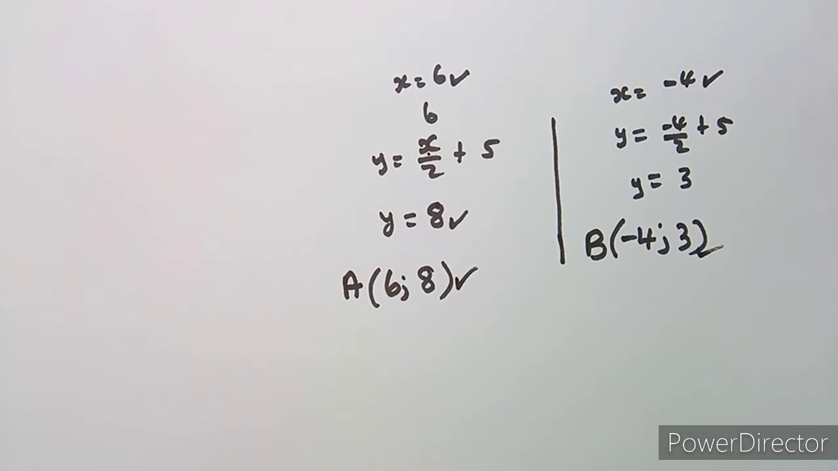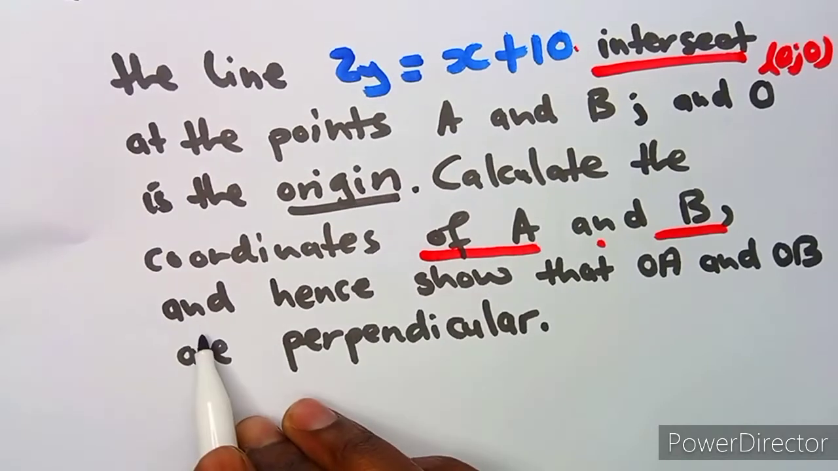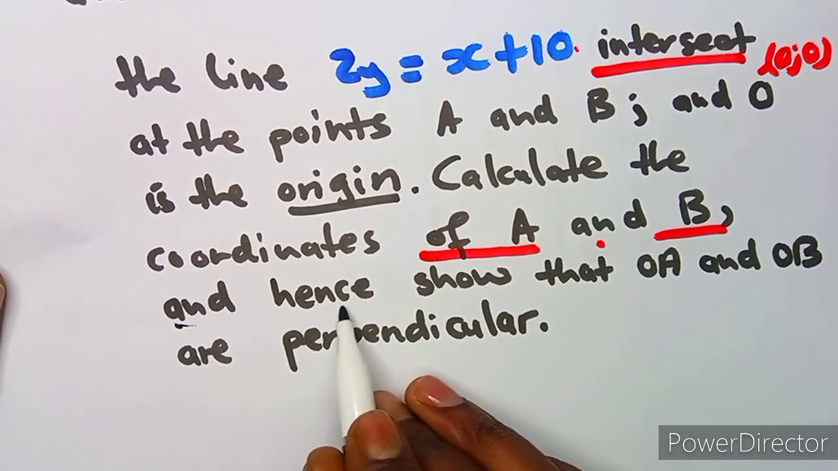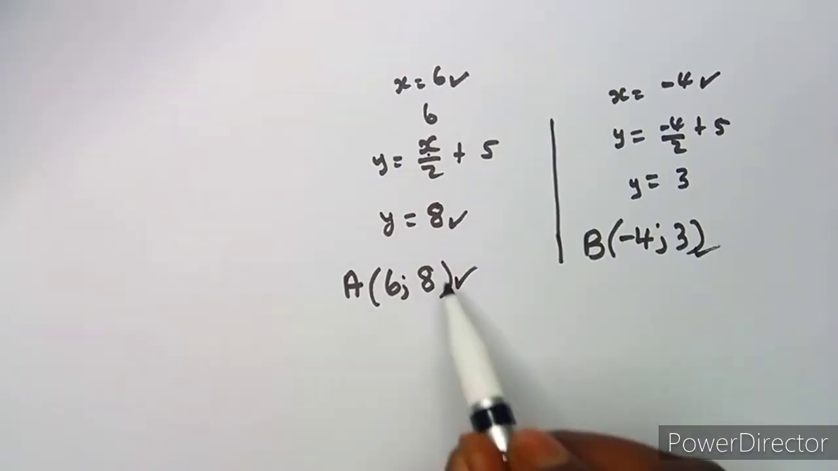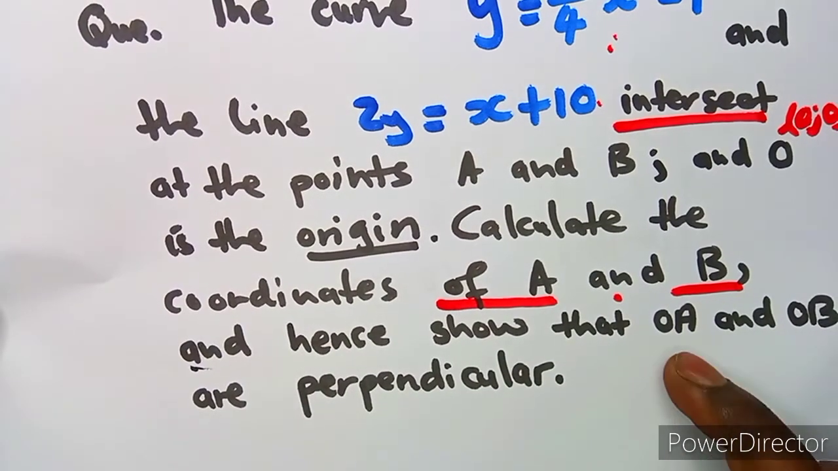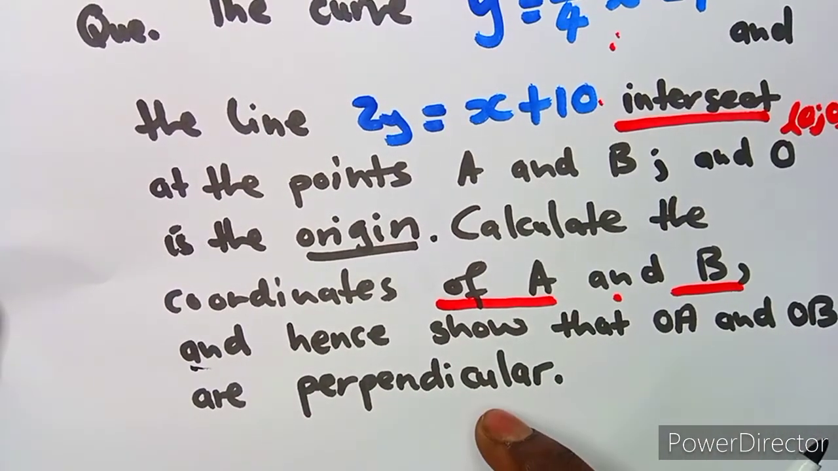You solve the given equations simultaneously. All right, then hence, this is what is important, hence show, which means it's a continuation from this part that you just determined. Can you show that OA and OB are perpendicular?